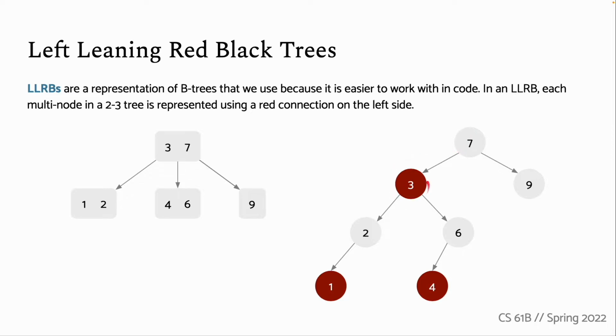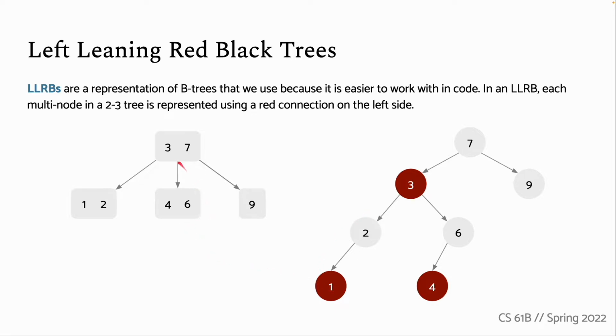3 becomes the child of 7, but it's coded with that red node so that the computer knows this 3 is actually part of the same node as its parent. The children for these nodes get divided up such that the smallest children, which are 1 and 2, get put as the left-hand children of 3.